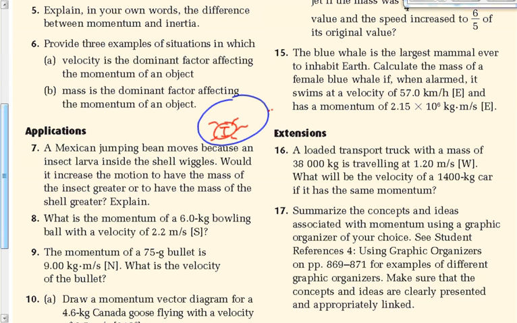Here's the thing. Listen to this. If you want the shell to move fast, do you want A, lots of momentum transferred to something that's light, or do you want a little bit of momentum transferred to something that's heavy? Okay, you want lots of momentum transferred to something that's light. Does that make sense? All right, so the answer is insect, lots of momentum being transferred to something that's light. Right?